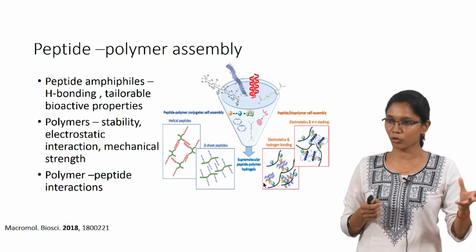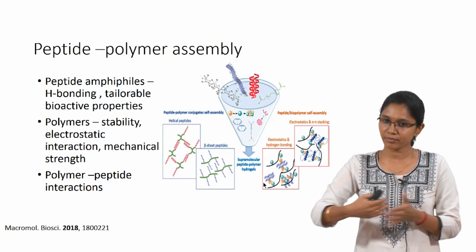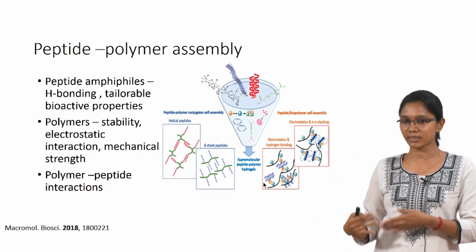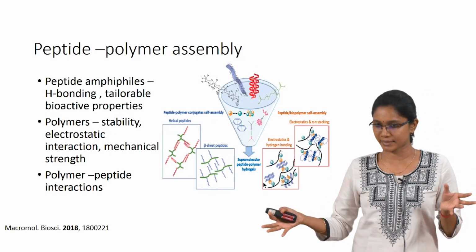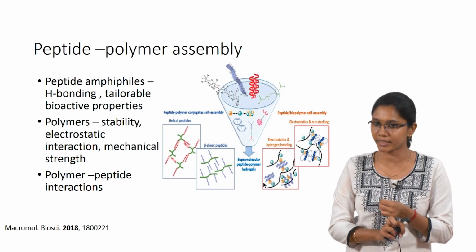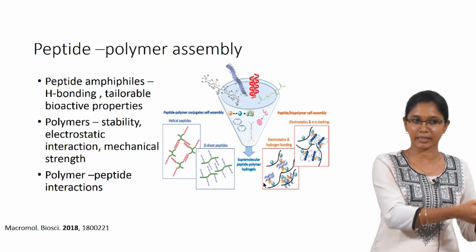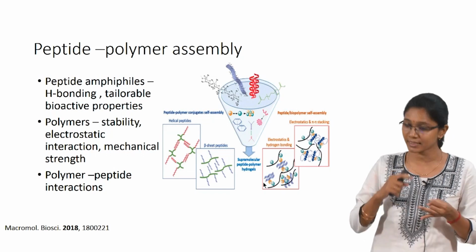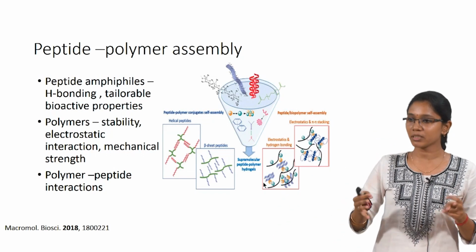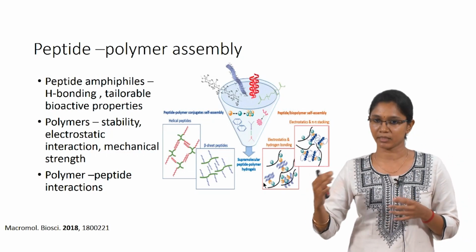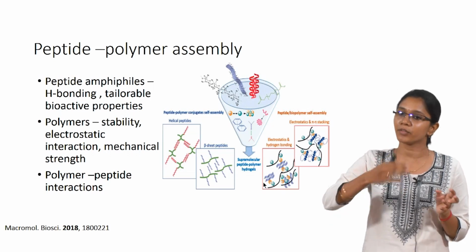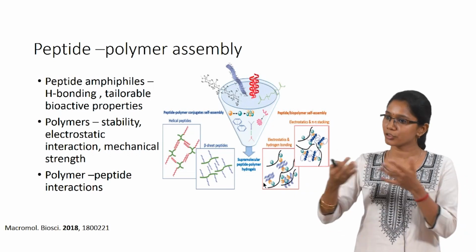We have a peptide molecule and a polymer molecule. So, we have seen what the advantages and disadvantages of a peptide assembly are. The peptide amphiphiles are most commonly used for hydrogen bonding interactions, and they also have anionic or cationic interactions, and very tailorable bioactive properties. But polymers, on the other hand, are known for their stability because they are high molecular weight compounds.